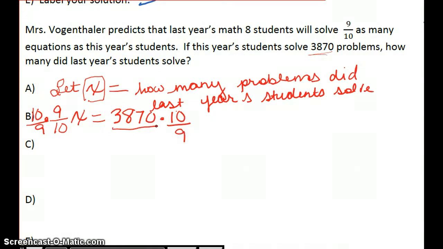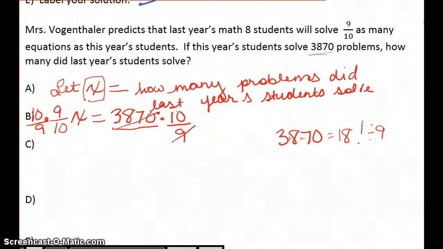Now, we want to cross-reduce if we can. So let's look at 3,870 and think about your divisibility laws. Is this divisible by 9 or 3 or some way we can reduce this? And I don't think it's going to become a fraction answer. Why would I give you part of a problem to solve? So if we add the digits, 3 plus 8 plus 7, we get 18. Oh yeah, 18 is divisible by 9. So we're going to just reduce by 9.